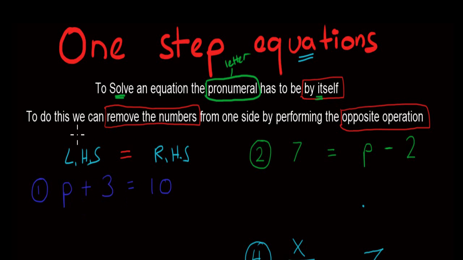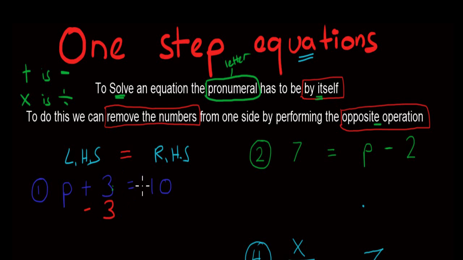So it says here, to do this, we can remove the numbers from one side by performing the opposite operation. We want to remove this number right here. It has a plus, and the opposite of plus is minus. So if we have a plus we want to remove, we do the minus. And if we have times, the opposite of times is divided. So we do the opposite operation to remove numbers to have the pronumeral, the letter, by itself. So for this example, p plus 3 equals 10, again we want to have p by itself. All we have to do is the opposite. So if it's plus 3, we do minus 3.